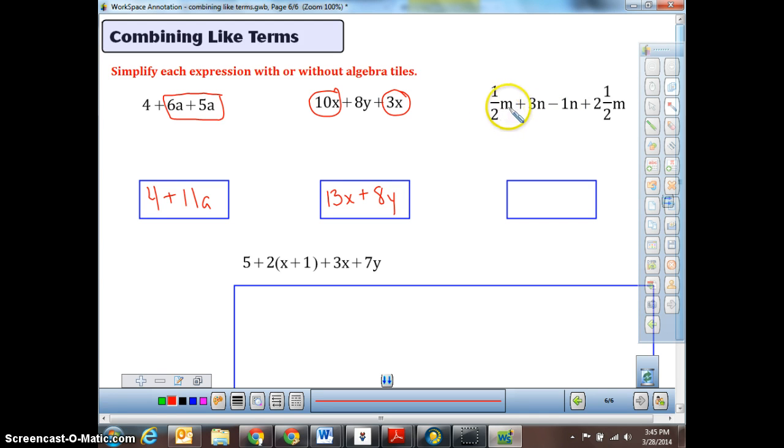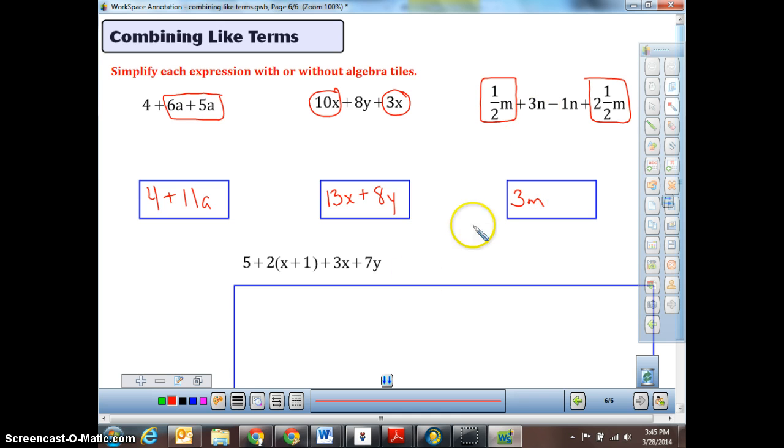Over here, I've got 1/2 m plus 3n minus 1n plus 2.5 m. Yowzer. I got a lot going on. I have 4 different terms, but this one is an m to the first power, n to the first power, n to the first power, m to the first power. So I can combine this box with this box. So I have 1/2 m and 2.5 m's for a grand total of 3 m's.